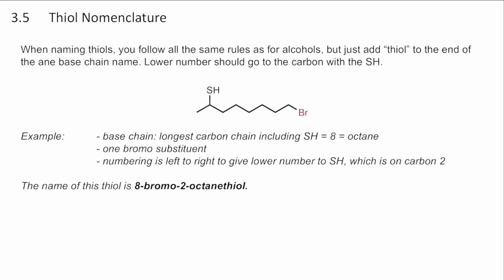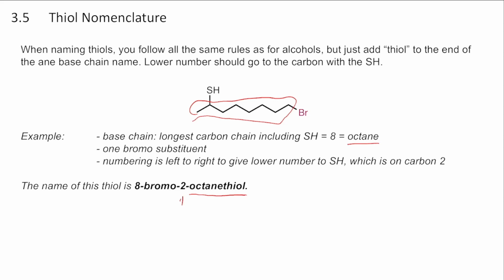Thiols follow basically the same rules as alcohols, except instead of dropping the "e" and adding "ol," all we really do is add the word thiol to the end of the alkane base chain. For thiols, the SH group gets priority over other halogen and alkyl substituents, so we number it to give the SH the lowest possible number. So we find the longest carbon chain, which is, I guess, the whole carbon chain here. And this has 8 carbons in it, which would be octane. But because this chain has an SH on it, the base chain becomes called octanethiol.